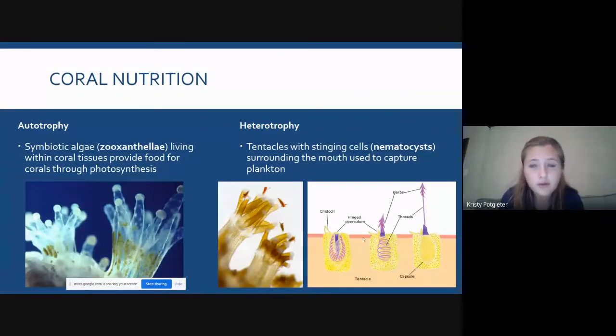So it's a really important partnership that they have with that algae. Now, a heterotroph is an organism that cannot produce its own food. So it must rely on obtaining its nutrition from other sources of plant or animal matter. So heterotrophs are essentially your primary, secondary, and tertiary consumers in the food chain.